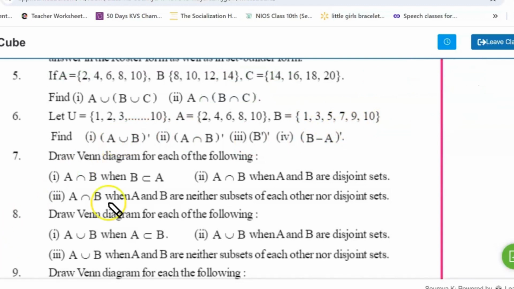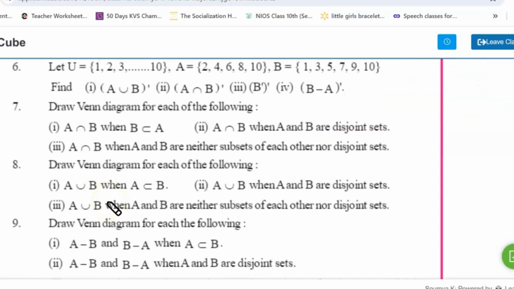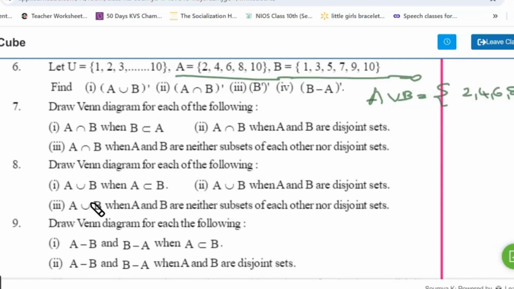So A union B complement you have to find. To find that, first A union B has to be found out. So A union B will give you 2, 4, 6, 8, 10 and 1, 3, 5, 7, 9, 10. So starting from 1 to 10, all elements are included in A union B.